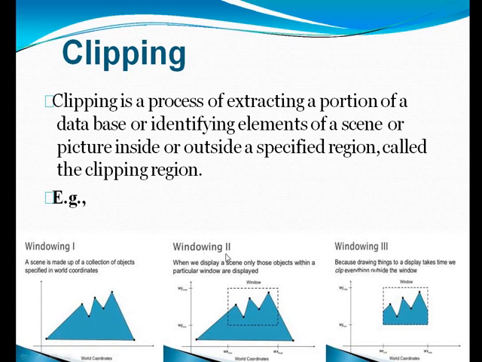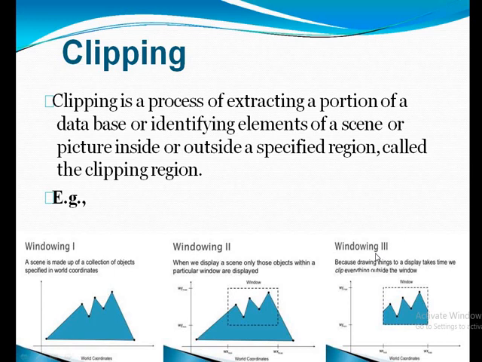Now the second window shows that we are only interested in some specific region that we define by means of a window. Like let's say when you look outside the window, the outside world is infinite, but when we apply a window to it, only some part of the world is visible to us. So when we display a scene, only those objects within a particular window are displayed to us. So this is the window which we also call a clipping region.